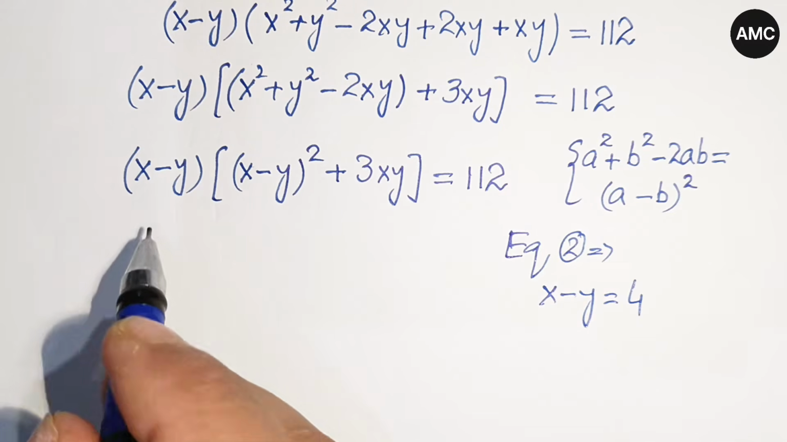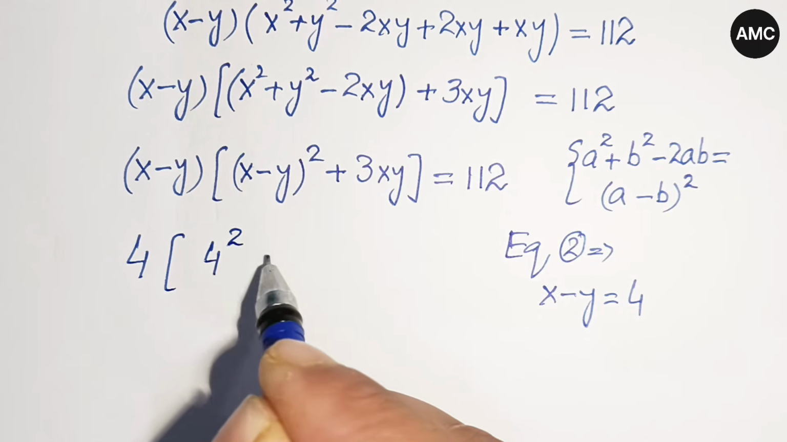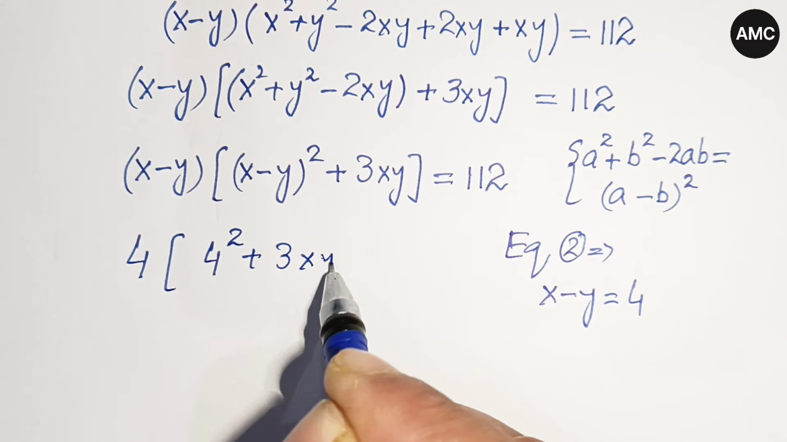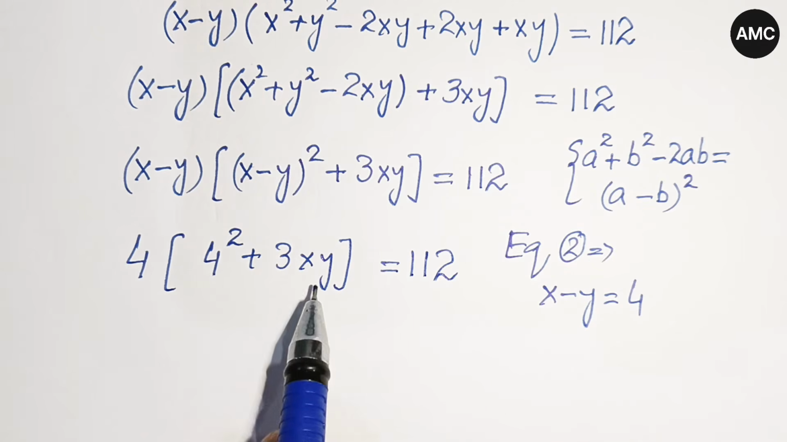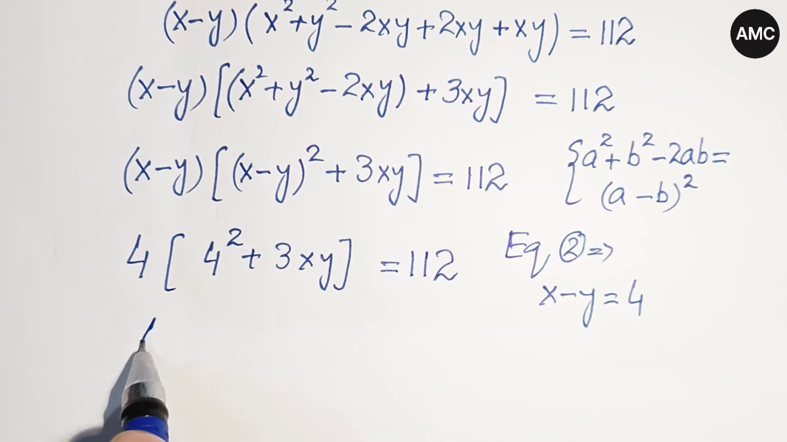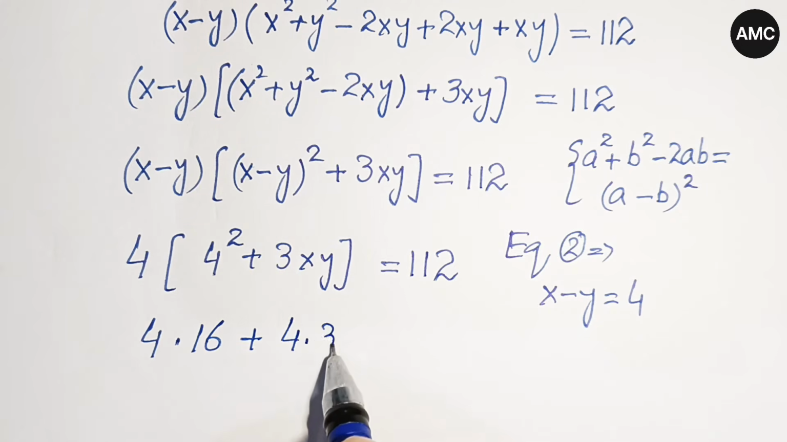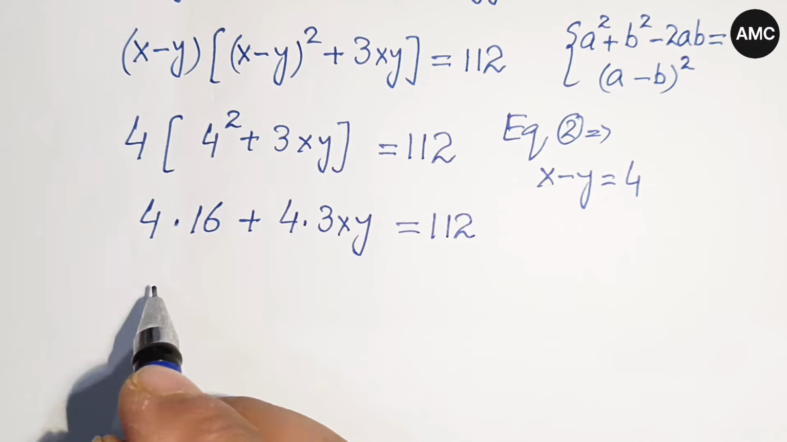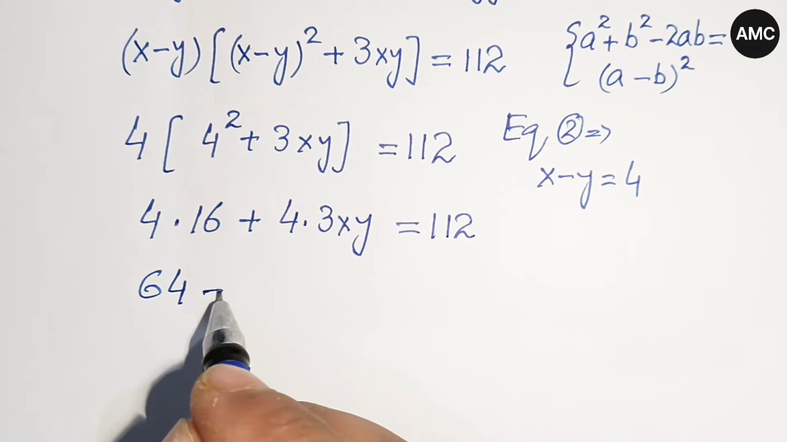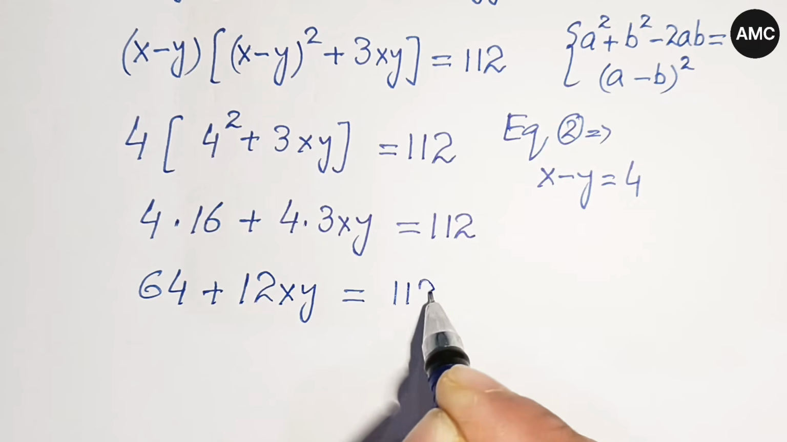Putting this value of x minus y here, we get 4 times 4 squared plus 3xy, that is equal to 112. Now multiplying this 4 into the braces, we get 4 times 4 squared is 16, plus 4 times 3xy is equal to 112. Our next step will be 4 times 16 is equal to 64, and 4 times 3 is 12xy, which is equal to 112.